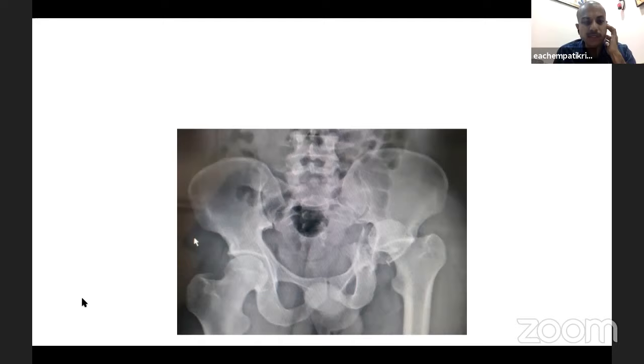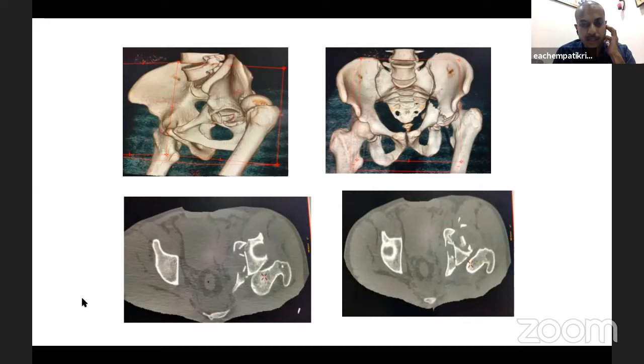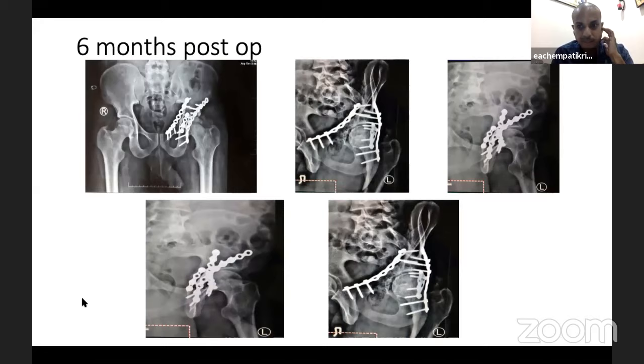So this is a transverse fracture with posterior wall involvement and posterior dislocation of hip, which again constitutes an indication for posterior approach. And a similar strategy was employed. The hip was approached from the back, reduced. The wall and column were fixed from the back, and the anterior column was subsequently operated from the front and fixed through a modified Stoppa approach. And that's the 6-month follow-up showing good fracture healing.